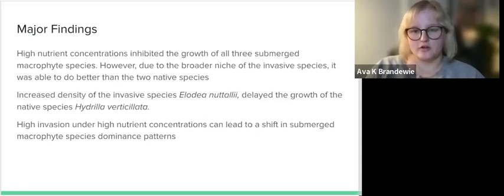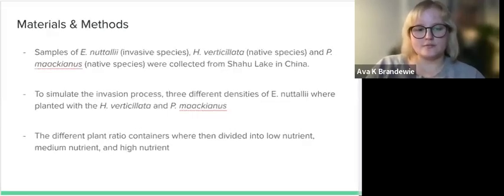The high invasion under high nutrient concentration combo led, or can lead, to a shift in submerged macrophyte species dominance patterns. So pretty much as the nutrient concentration increases, the better the invasive species will do, and the worse the native ones will do, and the invasive will be able to take over dominance in that area.